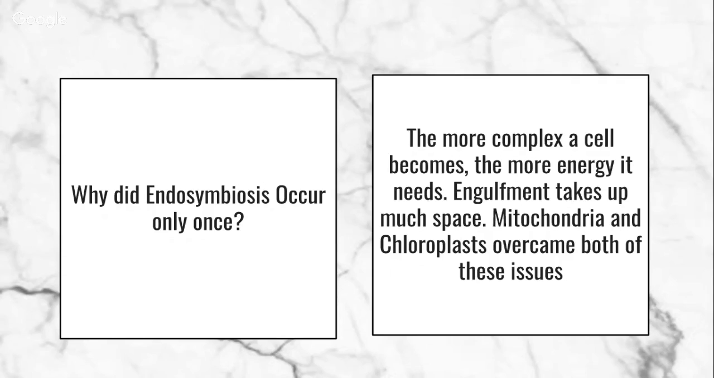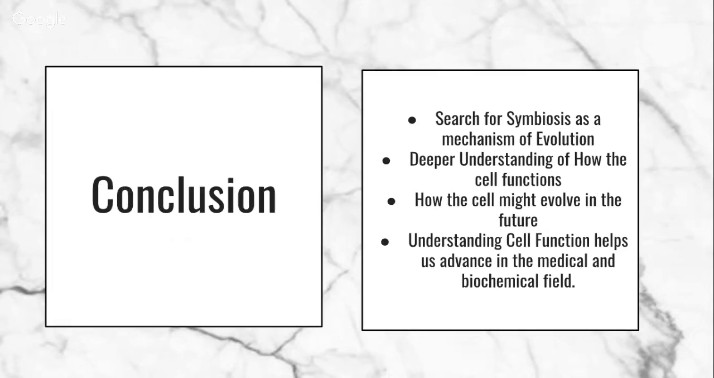The evolution of the first simple cell included the engulfment of the mitochondria and chloroplasts and grew in complexity in the future, but prokaryotes remain the simplest life form. In conclusion, I'm going to talk a little bit about the significance that cell evolution has and why it's important that we discuss the evolution of the cell.